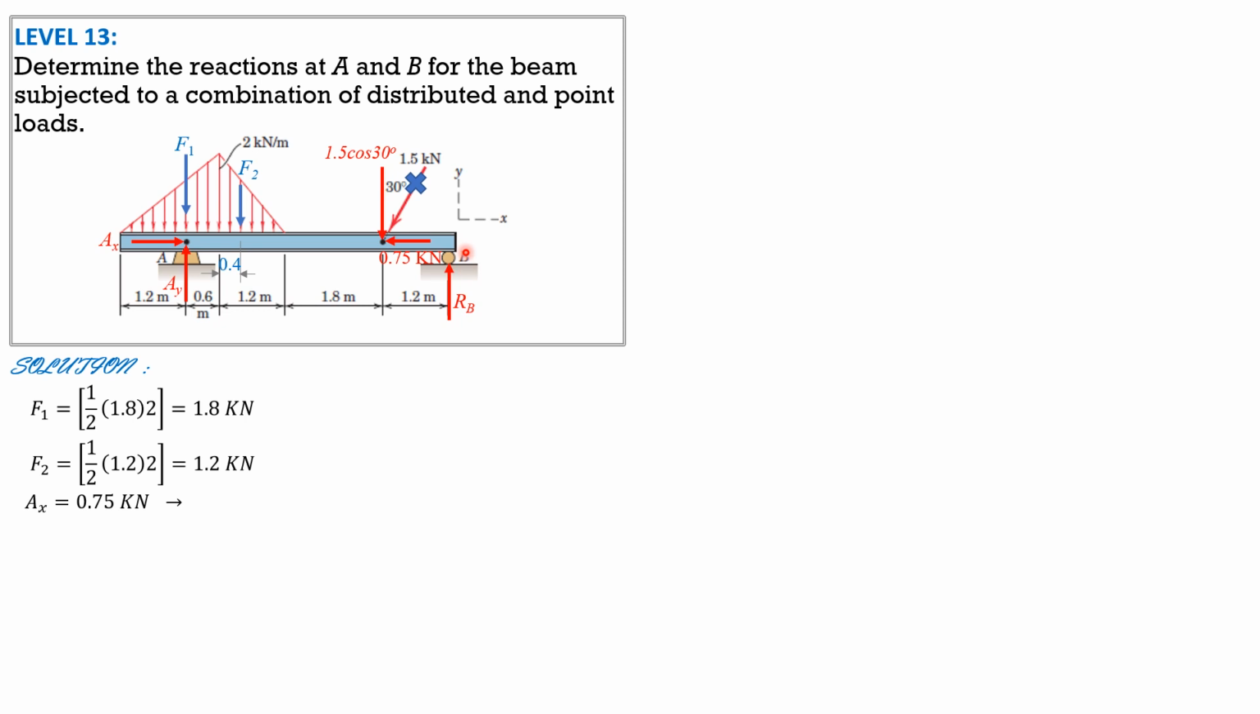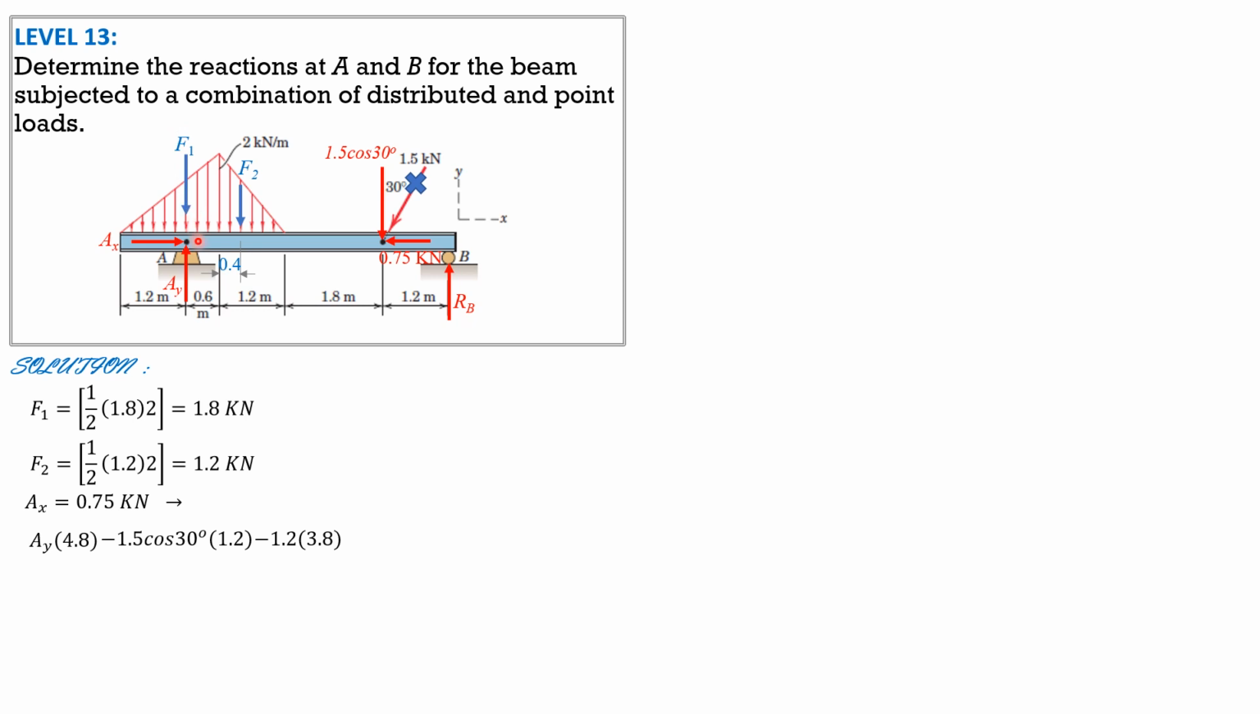Summation moment about B equals 0 to solve for AY. So AY times 4.8 meters, so 1.8 plus 1.8, 3.6 plus 1.2, so 4.8 meters. Then minus 1.5 cosine 30 times 1.2. Then minus F2, which is 1.2 times the moment arm is 3 plus 0.8. This is 0.8, 2/3 of 1.2. So 3.8 minus 1.2 times 3.8.